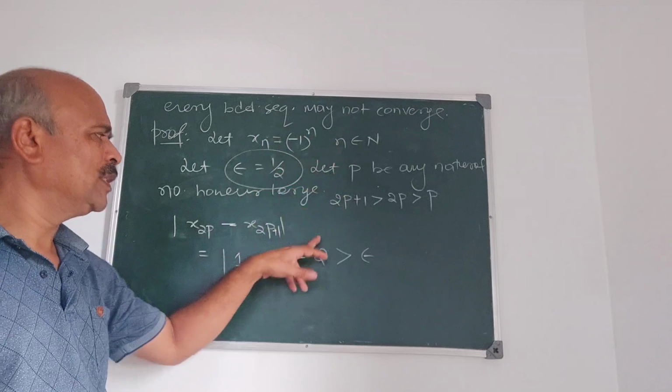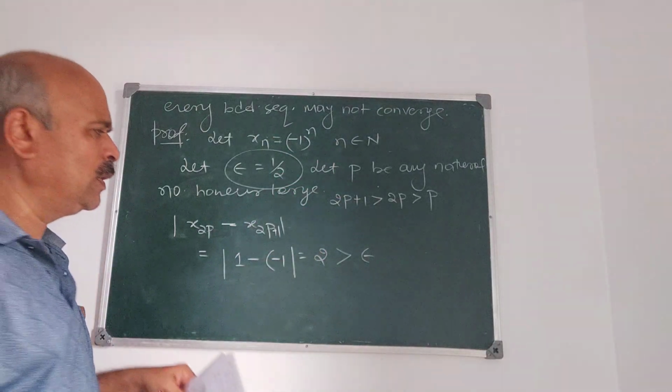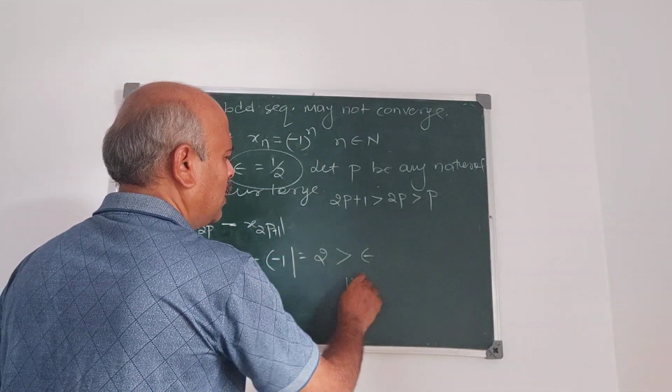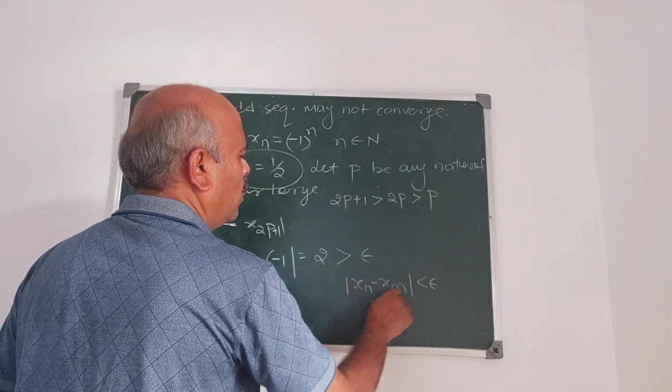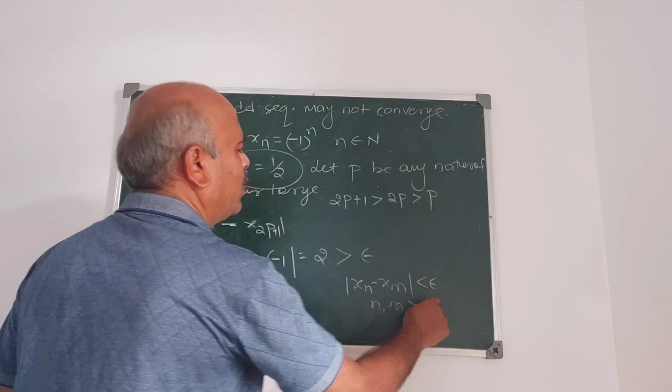But if the sequence converges, then what should happen? If the sequence converges, then xn minus xm must be less than epsilon for all n, m greater than or equal to p.